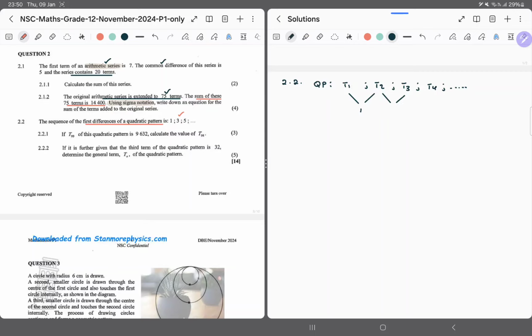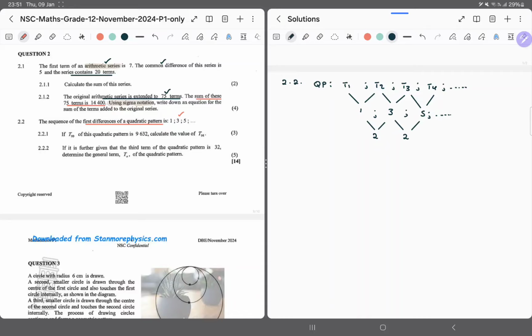The difference between the next two consecutive terms is going to be the second term of the first differences. The difference to the next subsequent terms is going to be the third, that's a 5. This is a sequence on its own, so it keeps on going also. So now these are the first differences. Of course, in a quadratic pattern we have second differences, so this needs to be done. We can see it's just a 2.